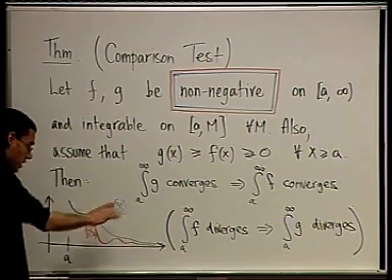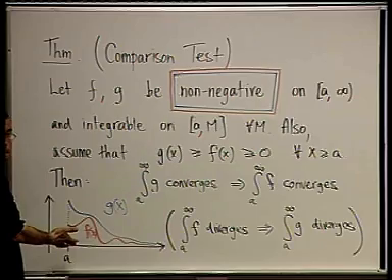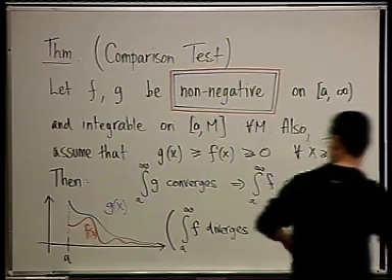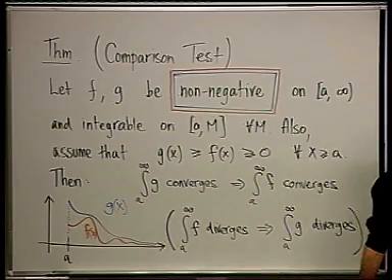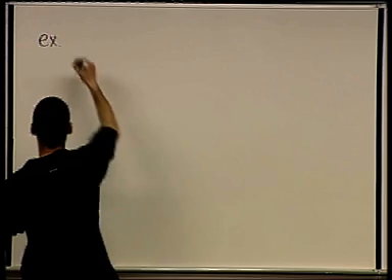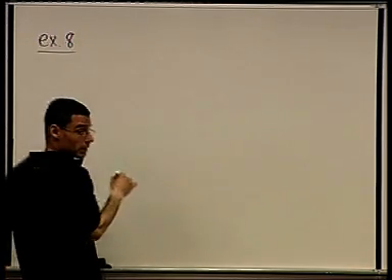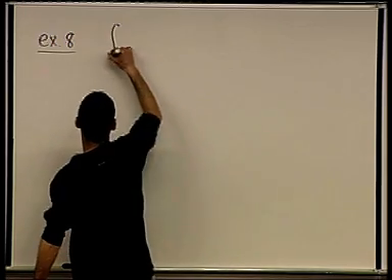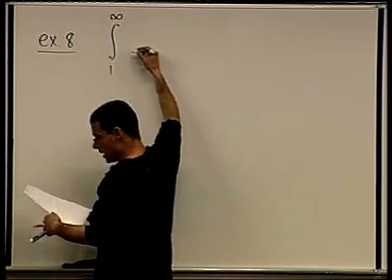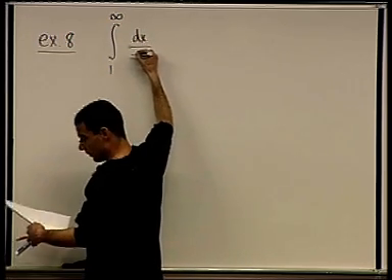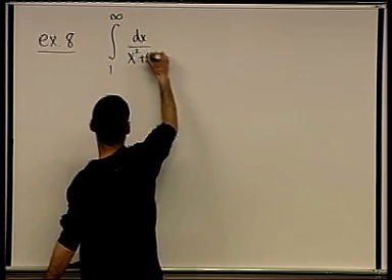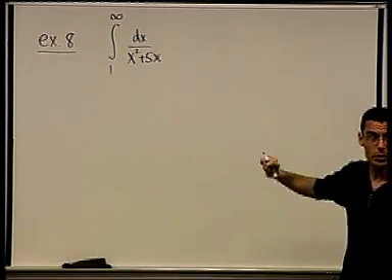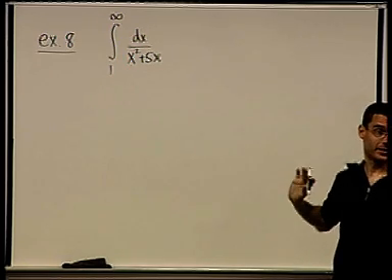Okay, I'm not going to prove the theorem. I think the drawing is rather convincing. Do you agree? But I am going to do examples. That's important. So example, what was our last example number? 7. So this is 8. Example 8: suppose we want to do the integral from 1 to infinity of dx over x squared plus 5x. And we don't want to calculate it. We just want to know, does this converge or not?